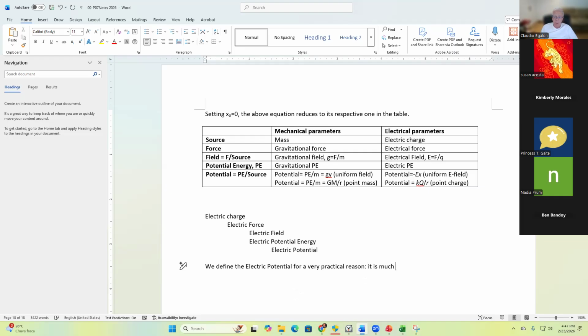It is much easier to measure the electric potential than to measure either the electric potential energy or the electric field, okay? It's much easier. The potential is a scalar quantity, unlike the E field, which is a vectorial quantity.